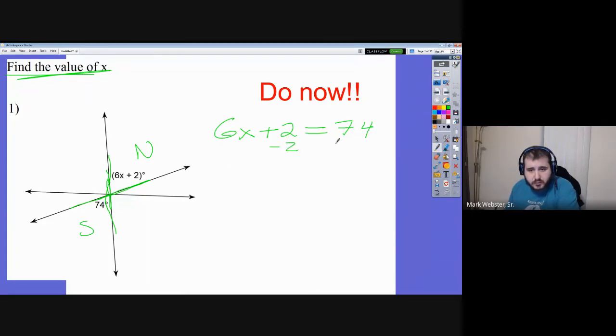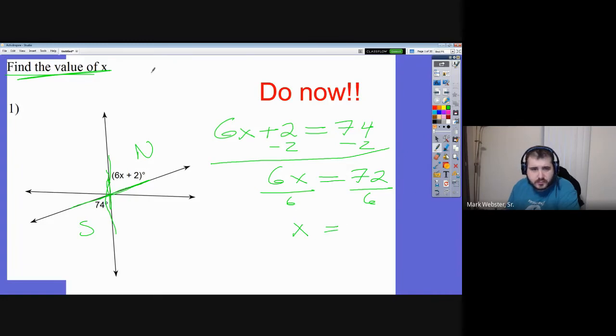We're going to subtract 2. We get 6x equals 72. And we divide, and we get 12. 72 divided by 6: 6 goes in once, drop down the 2. Yeah, 12. Okay, good. So 6 times 12 is 72. Our answer here is 12.